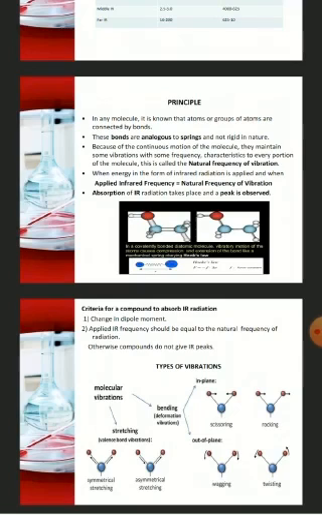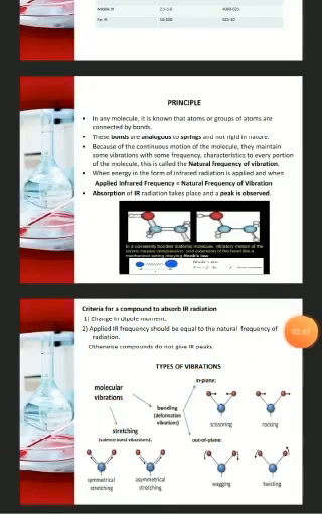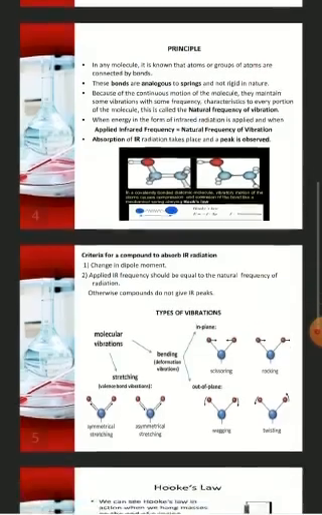For example, we have seen the IR spectra of ibuprofen. Now, we have seen the criteria for a compound to absorb IR radiation. First criteria, change in dipole moment. Second criteria, the applied IR frequency should be equal to the natural frequency of vibration. Otherwise, compounds do not give an IR peak.